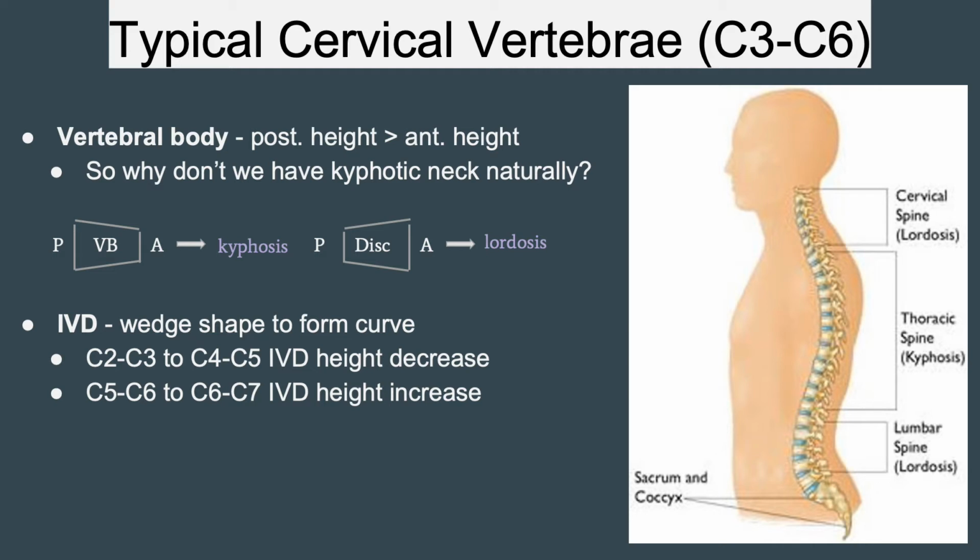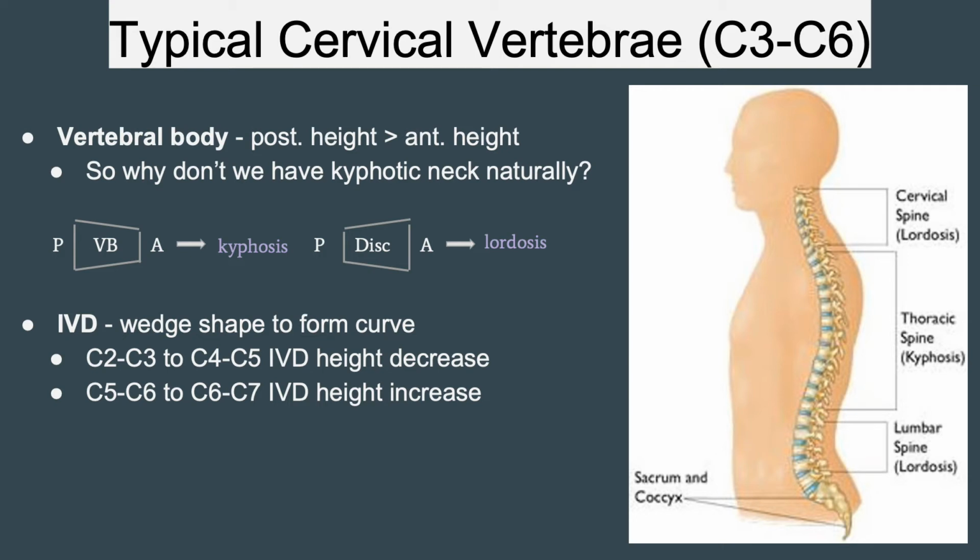Obviously, we don't want a kyphotic curve in our neck, so what comes in to make up the difference? So that's where our intervertebral discs come in. So the discs are also wedge-shaped, and they have the opposite dimensions. So their posterior height is smaller than their anterior height. So the discs are exclusively responsible for creating that lordosis of our neck. So that's where disc health is very important in maintaining that lordotic curve of the cervical spine.